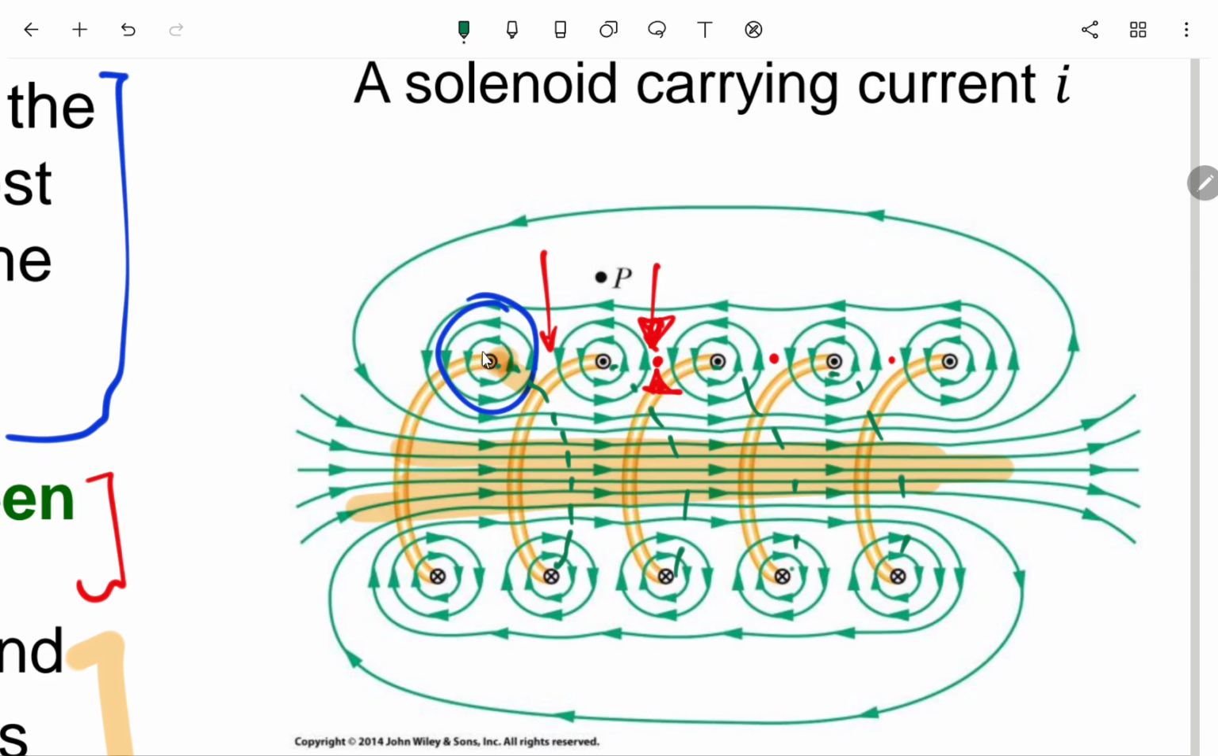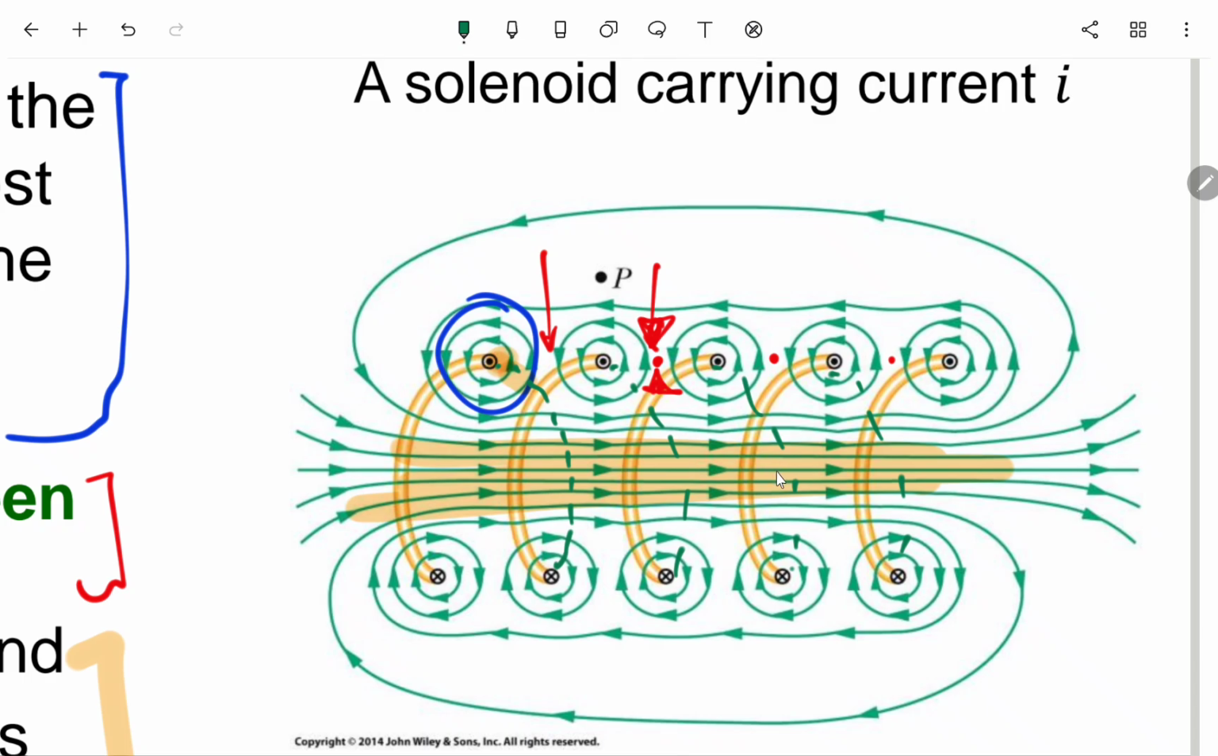This is out of the page, and then also like this. So actually, for the middle part, it also follows the direction of the right hand rule.